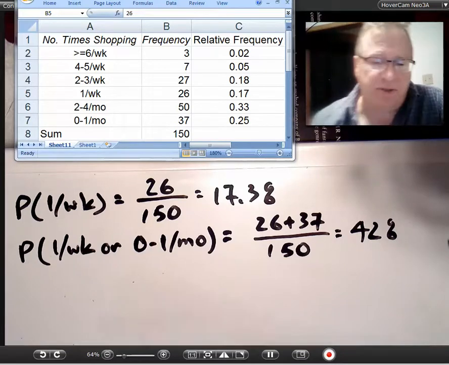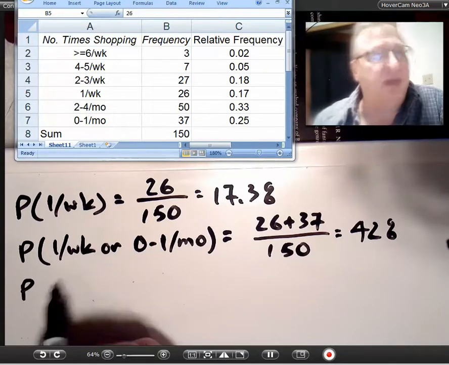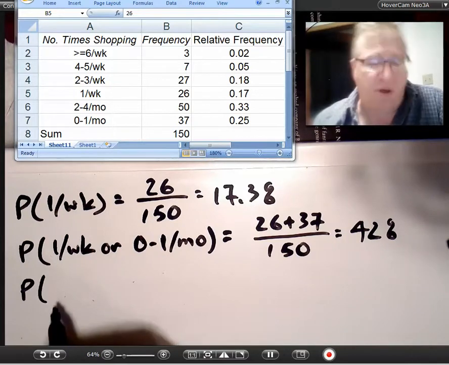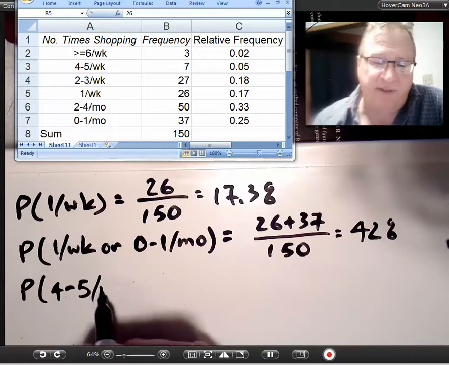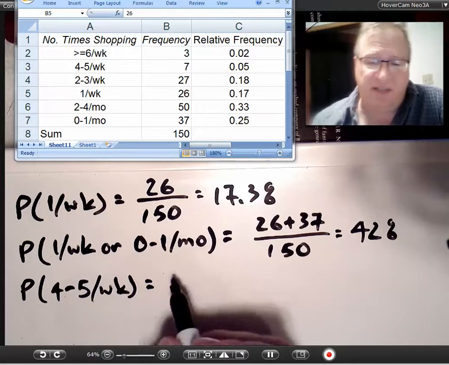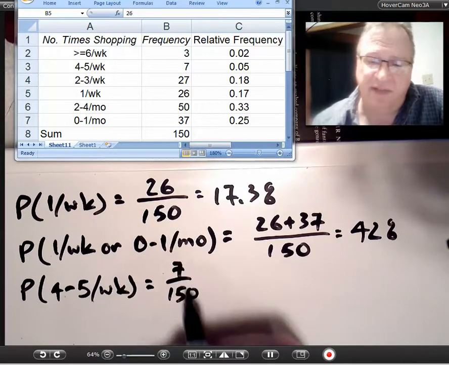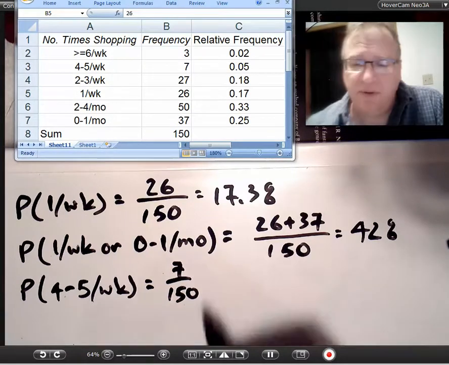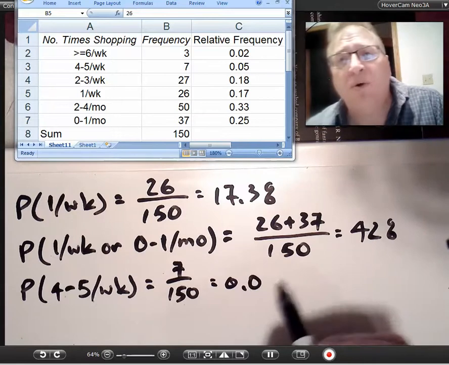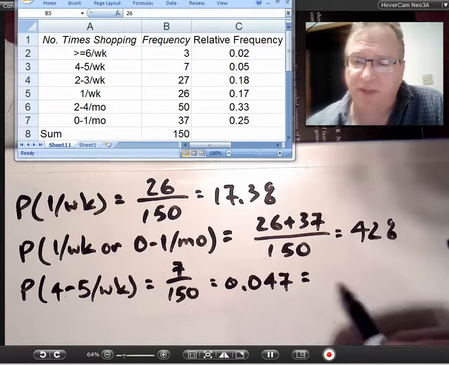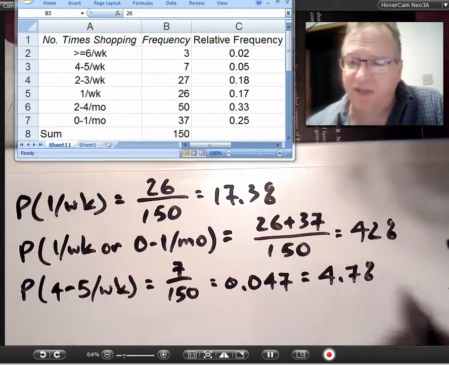Now, let's do one more simple one. Let's do one like the first one. Let's look at the probability of going to the mall 4 to 5 times per week. And that's a single number. That would be 7 over 150. And what percentage is that? 7 divided by 150 is equal to 0.047, or about 4.7%.